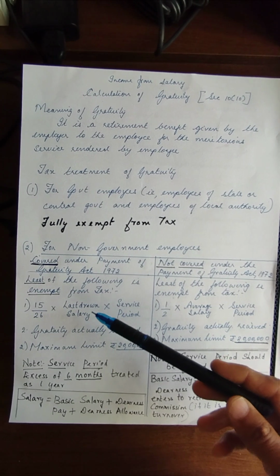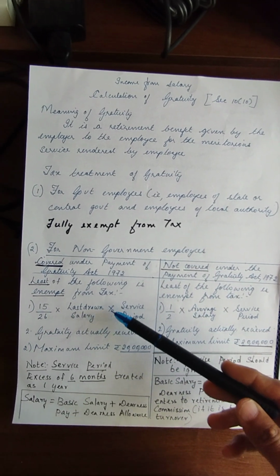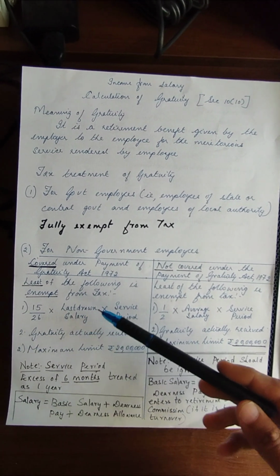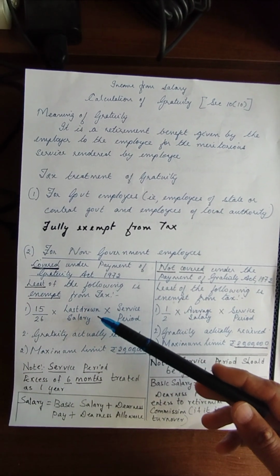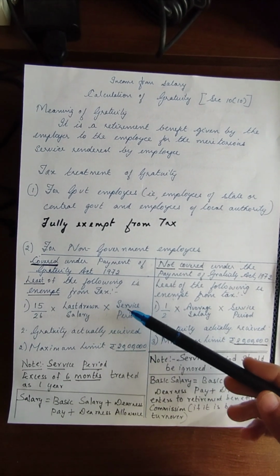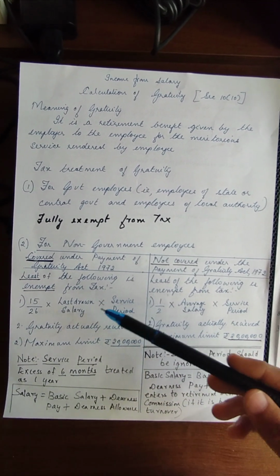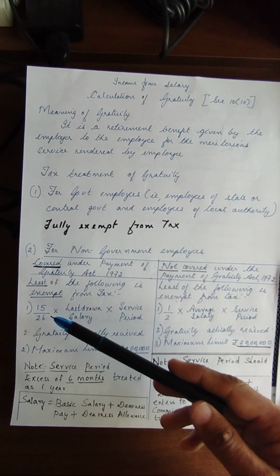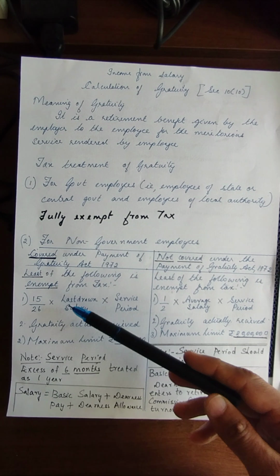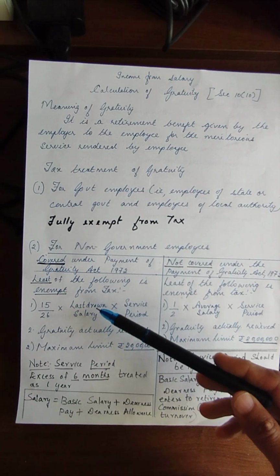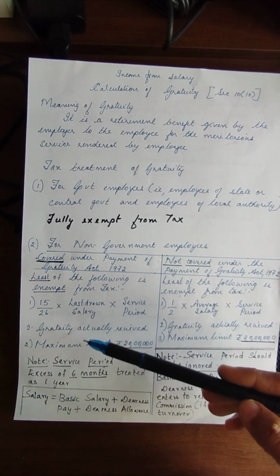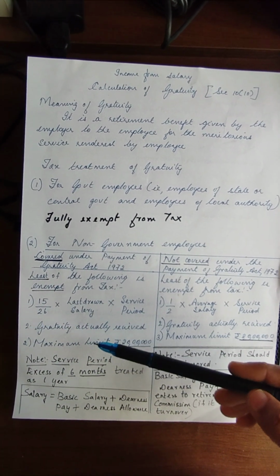The first one is 15/26 into the last drawn salary into the service period. Now, if you see this 15/26 and last drawn salary, the information regarding the last drawn salary and the service period will be given in your question. 15/26 as it is given in your format, you have to remember in your mind or you have to study it. So last drawn salary will be given, and here again one more calculation is there, how to calculate the salary, which I'll be discussing after the 3 points.